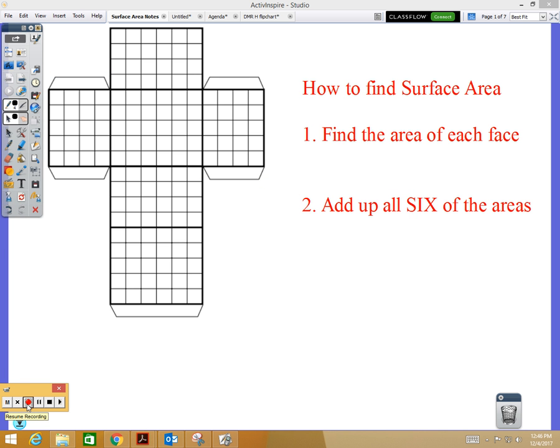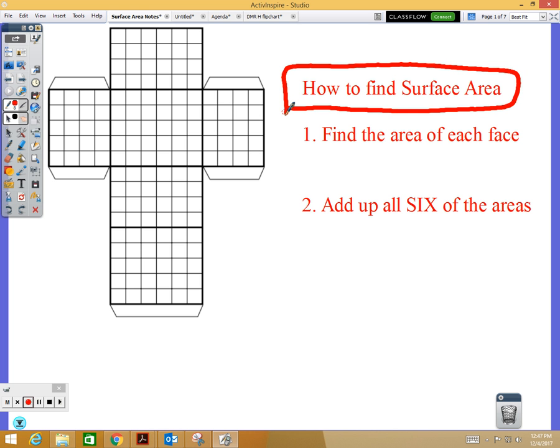So we showed this net last week. I don't know if you remember seeing it or not, but we did. And we said that to find the surface area, you have to first find the area of each face. So why don't you write these steps here in your notes, okay? How to find surface area. Number 1, find the area of each face.